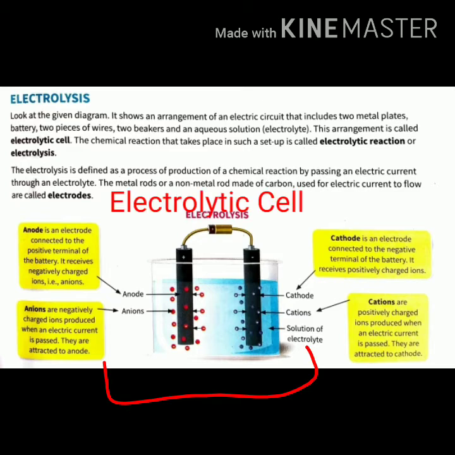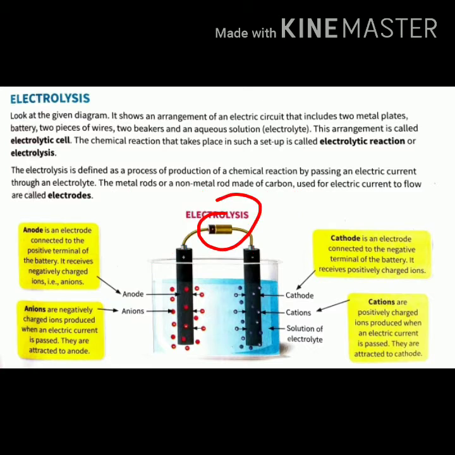the electrolytic cell. Here you can see an arrangement of an electric circuit that includes two metal plates, a battery, two pieces of wire, a beaker, and an aqueous solution which is an electrolyte. This arrangement is called an electrolytic cell. The battery has two terminals, the positive terminal and the negative terminal. There are two electrodes present in the beaker. First is the anode and the second is the cathode.